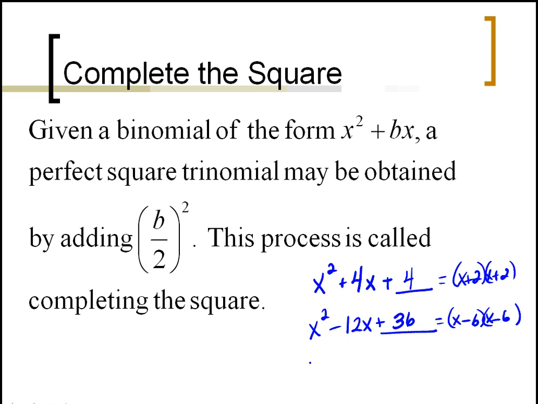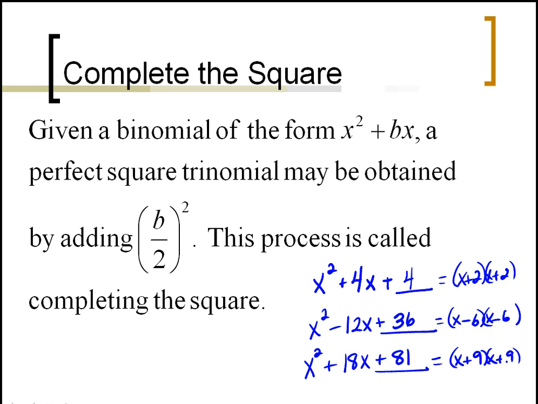Let's do one more. What if I have x squared plus, I don't know, let's say 18x. So what number would I have to add to that to make it a perfect square trinomial? Half of 18 is 9. 9 squared is 81. So in my binomial, it would be x plus 9 times x plus 9.